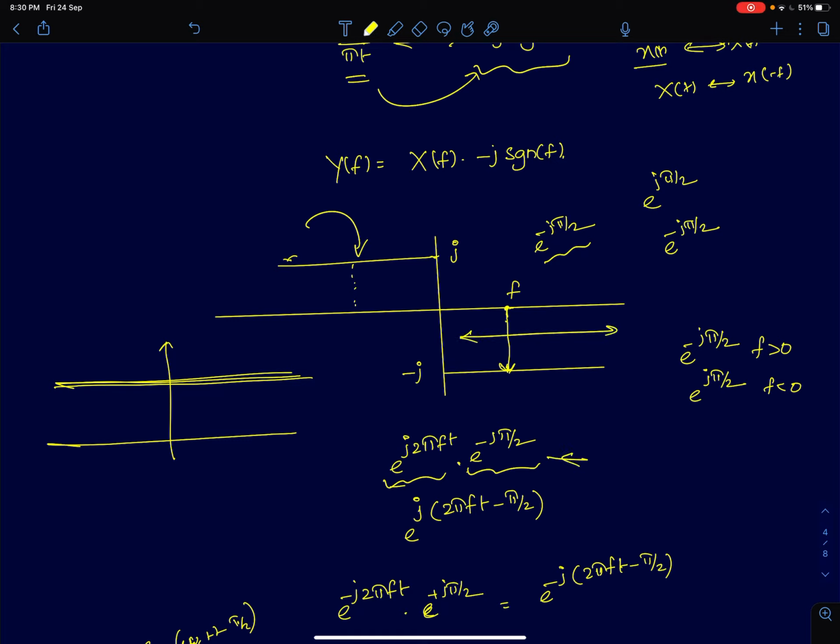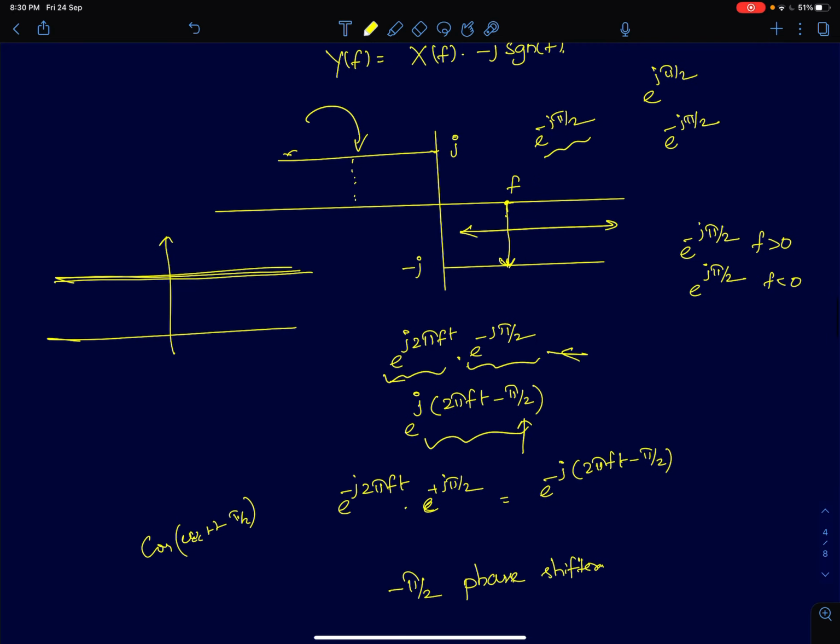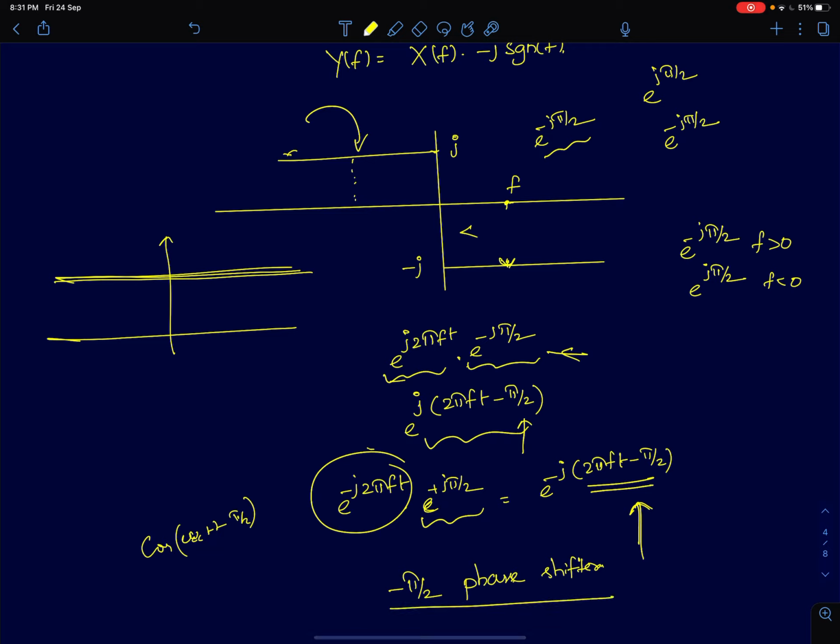And immediately you can see the output of this Hilbert filter will be the same complex sinusoid phase shifted by minus pi by 2 radians. And we can similarly show that if I feed a sinusoid of frequency minus f, you will again see the same phase shift of minus pi by 2. Since it's a negative frequency complex exponential, I'm multiplying it by e power plus j pi by 2. If you take minus j common out, you would again get minus pi by 2 as the phase shift. So a Hilbert filter can also be seen as a minus pi by 2 phase shifter.